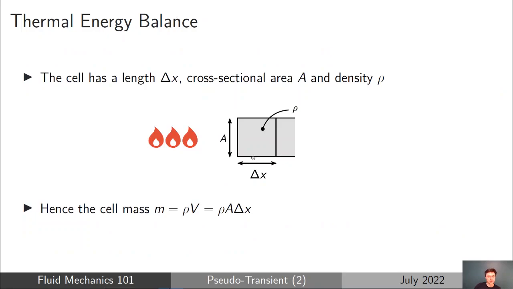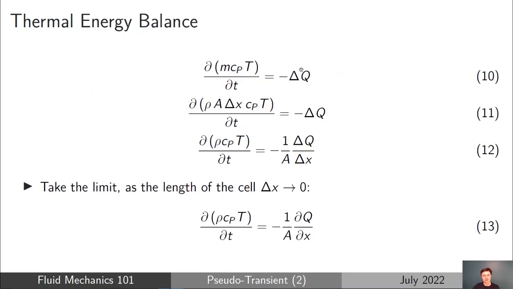And the next thing we're going to do in this derivation is replace the mass of the cell m by its density multiplied by its volume. And we're going to describe the volume of the cell as delta x, its length in the x direction, and then A being the cross-sectional area of the bar element. So we're just going to write the mass of the cell as rho A delta x. And we're going to substitute that into our expression, equation 10, and get to equation 11, where all we've done is replace the mass by rho A delta x.